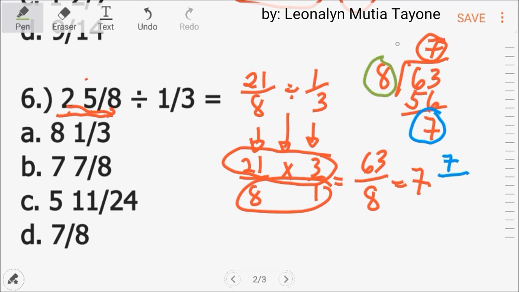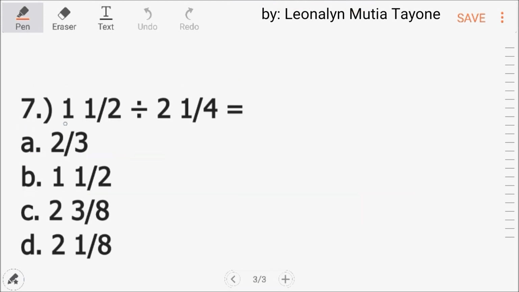Then the divisor, or the denominator, just copy it. So this is the answer. Letter B. Number 7, 1 and 1/2 divided by 2 and 1/4.